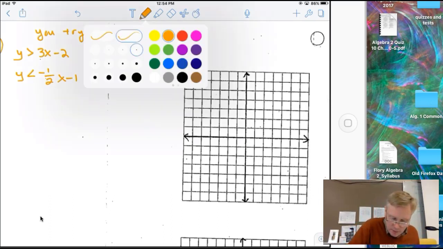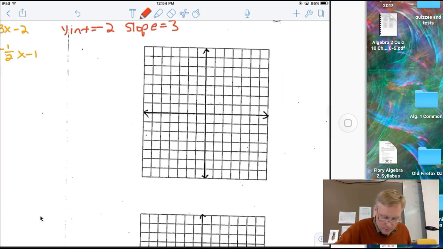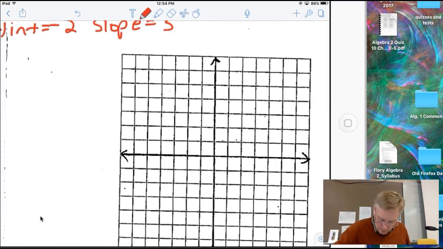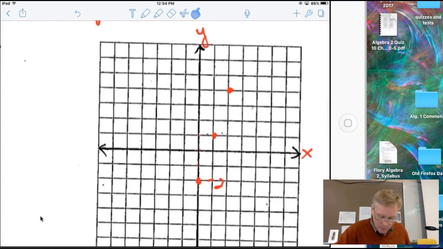Okay, welcome back. All right, so first one has a y-intercept of negative 2, slope of 3. So that would be y-intercept of negative 2. It's here. And slope of 3 would be 3 over 1, so that's up 3. 1, 2, 3, right 1. 1, 2, 3, right 1. Solid line or dashed line? Dashed line. They're both going to be dashed lines.